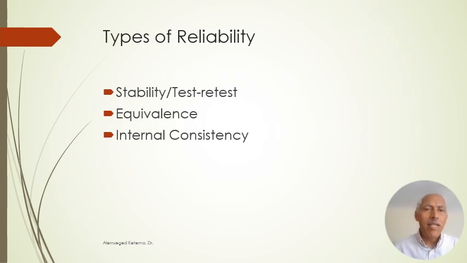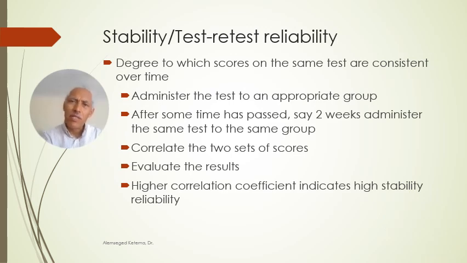Now, types of reliability: stability or test-retest, equivalence, internal consistency. These are the different ones. Let me look at the stability or test-retest one. This one is simple. Reliability means, does it give me the same results consistently? So test, retest. The name itself can tell you. You will test and then you will retest. So it is the degree to which the scores on the same test are consistent over time.